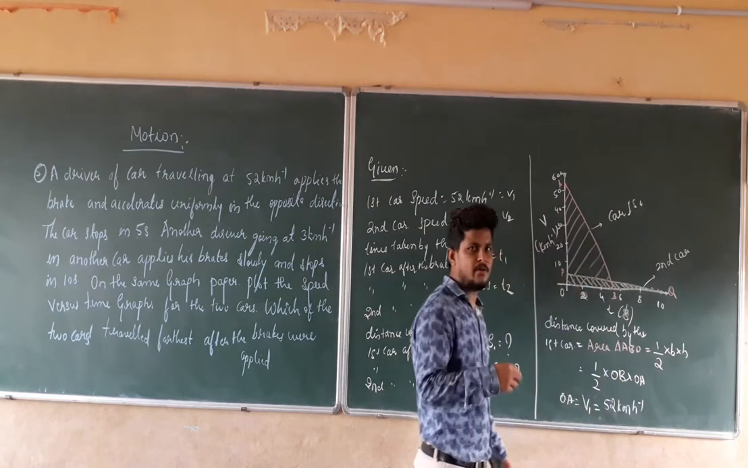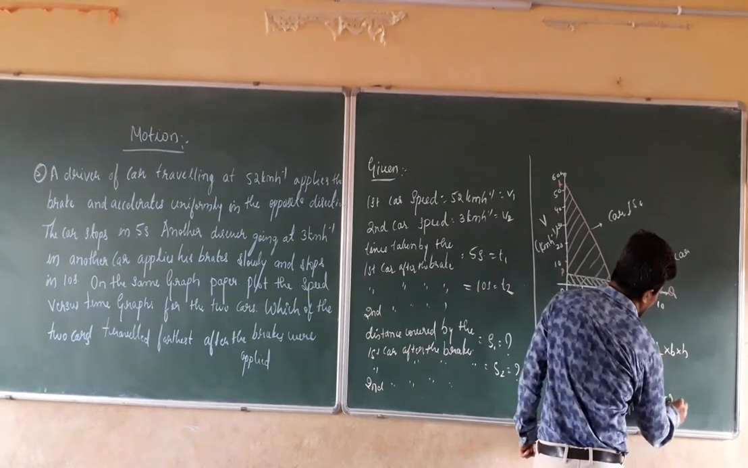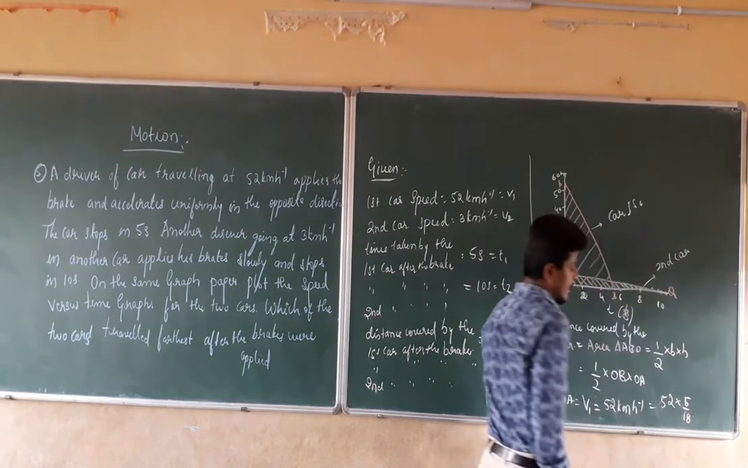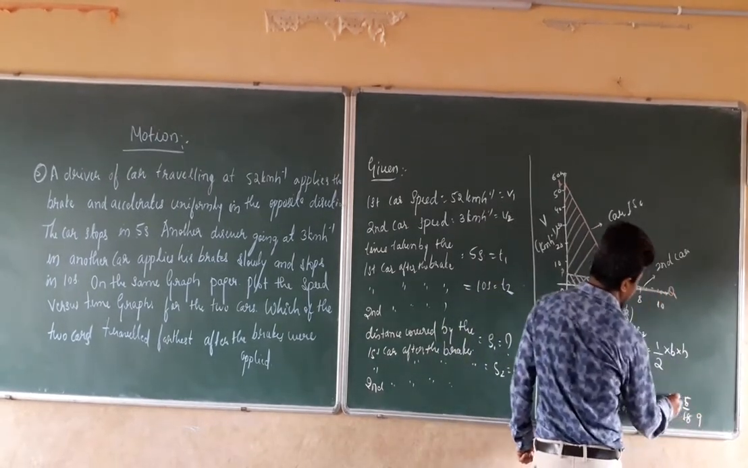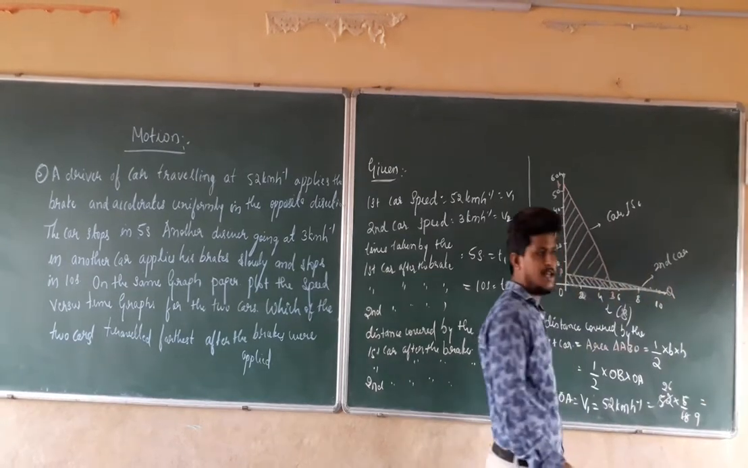Now we have to convert it into meter per second. So it will be equal to 52 into 5 divided by 18. 2 9s are 18, 2 26s are 52... 26 5s are 130.